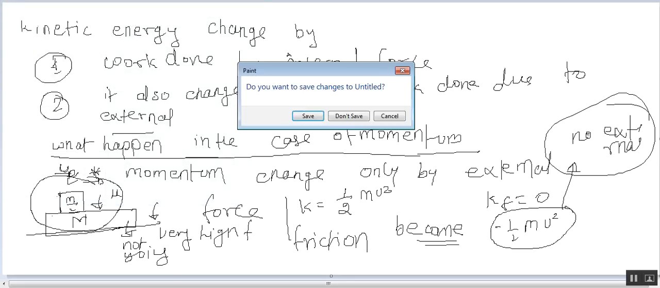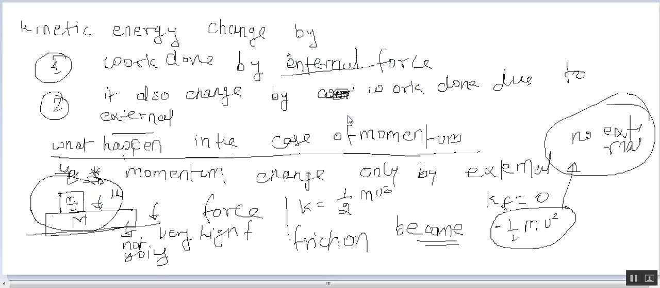Here we are going to discuss conservative and non-conservative forces and check how they are related to potential energy. Conservative force. Okay guys, conservative force is a very important concept in mechanics.